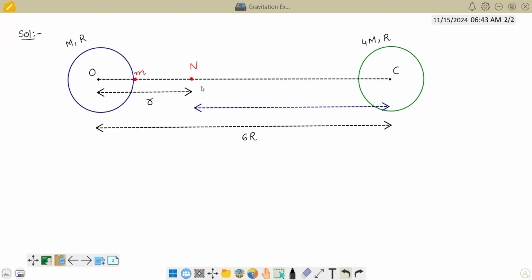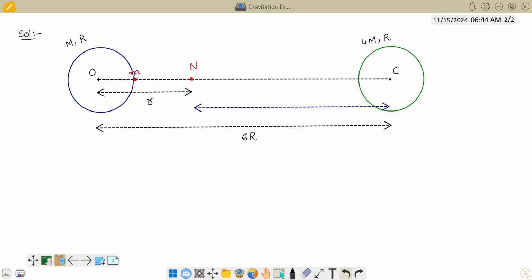Now, this is the basic thing that is given in the question: the spheres are separated by a distance of 6r. Then what is this point N that is given in the question? This is basically a null point. A null point is a point where the net gravitational field would be zero because of both the masses. That means, suppose I throw this m from this surface, it would go this way, and after some time again it will come back to this sphere only.